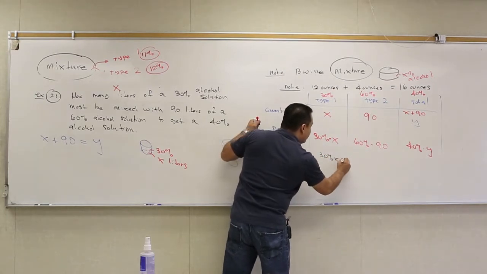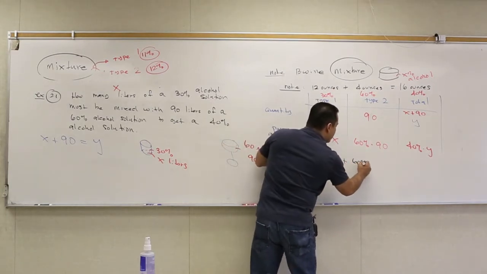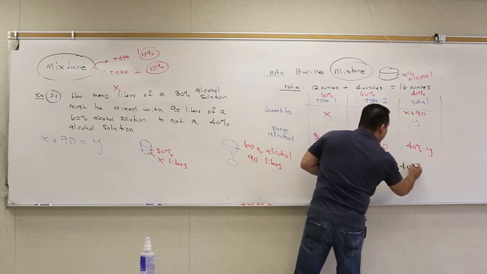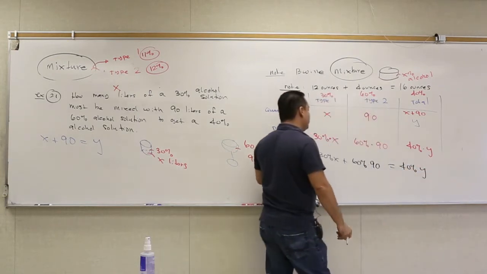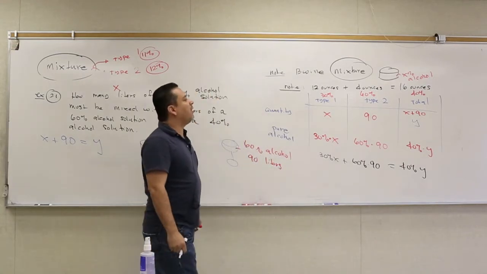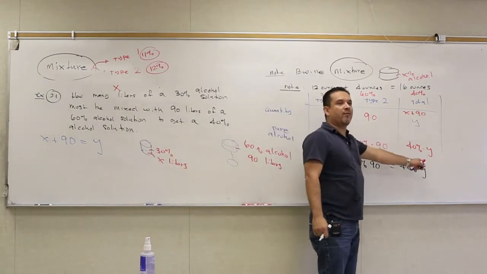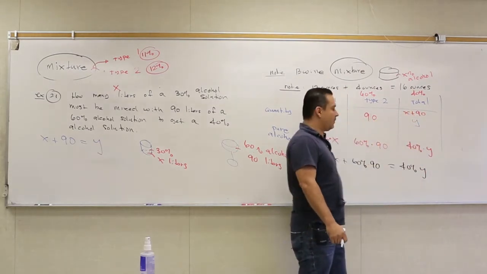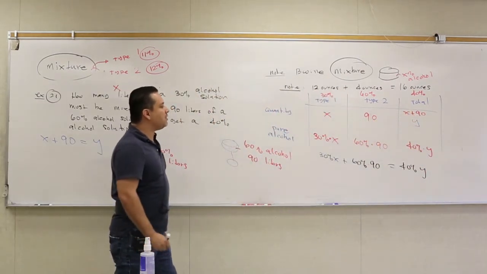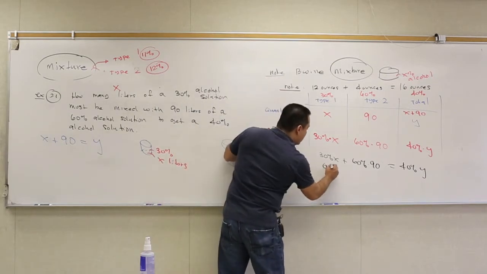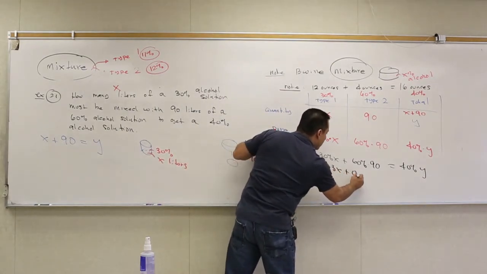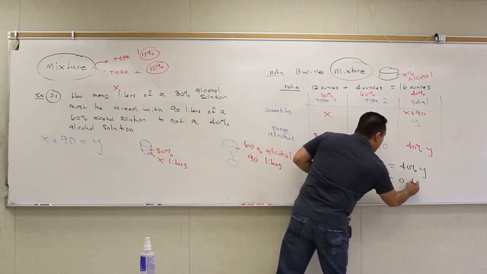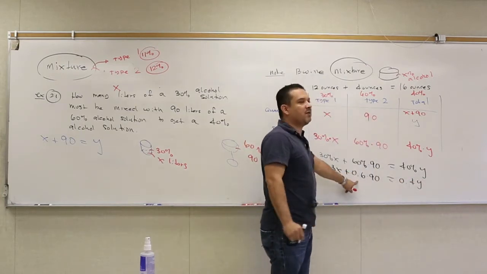So the second equation, let's note down here: 30% of X plus 60% of 90 has to yield 40% of Y. That's the trick here for doing mixture problems with two variables. I know this is X plus 90. You're going to call it Y. So this equation now will be 0.3x plus 0.6 times 90, which is 0.4y. What's 0.6 times 90?